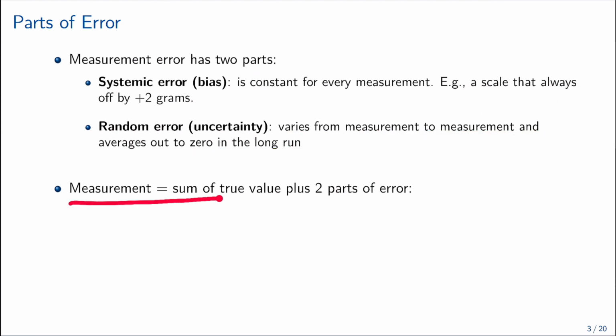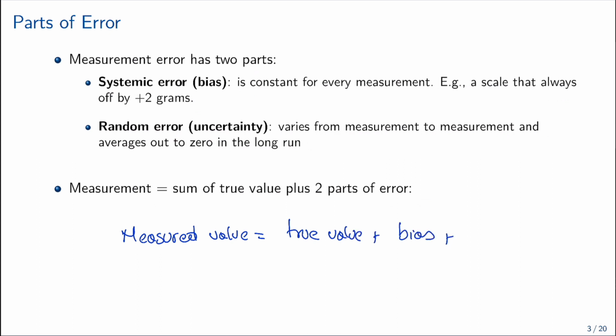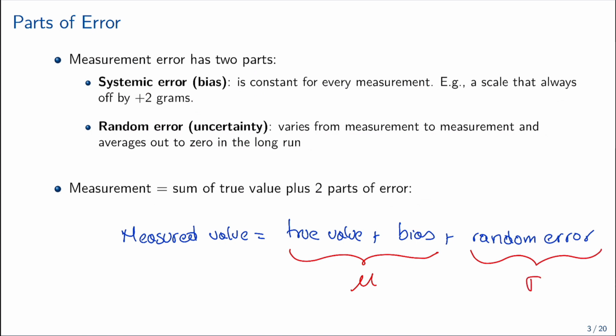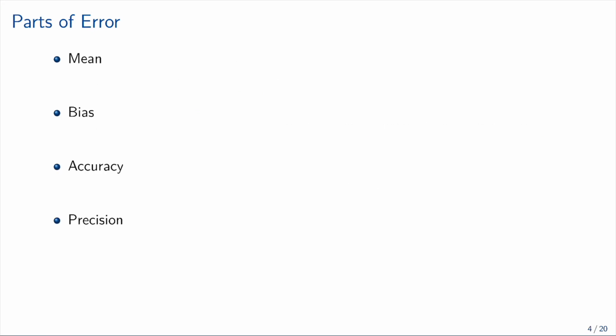The measurement is the sum of the true value plus 2 parts of error. The measured value is equal to the true value plus the bias plus the random error. The true value plus the bias will be the mean of the measurement, and the random error is represented by the standard deviation.